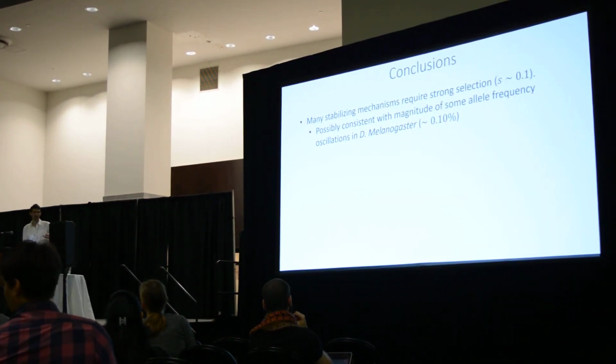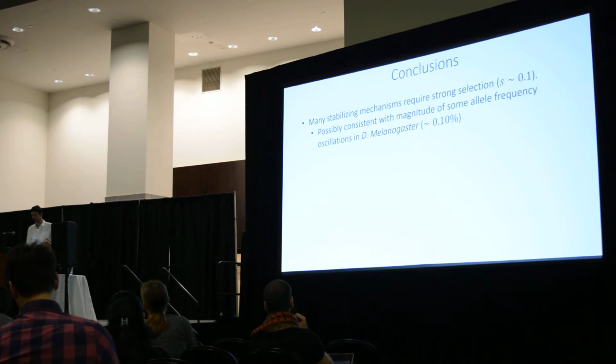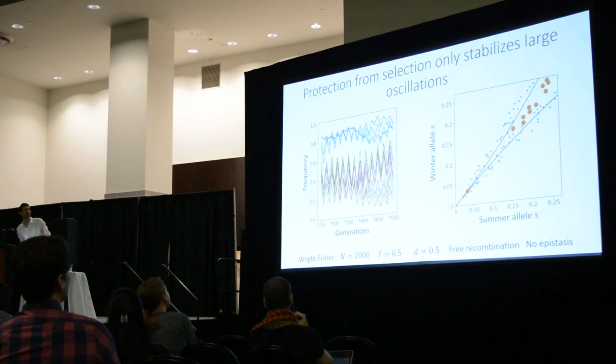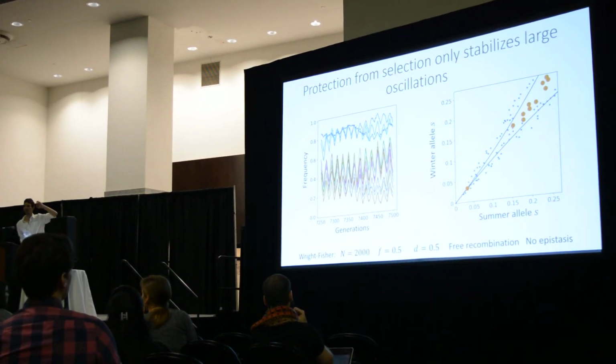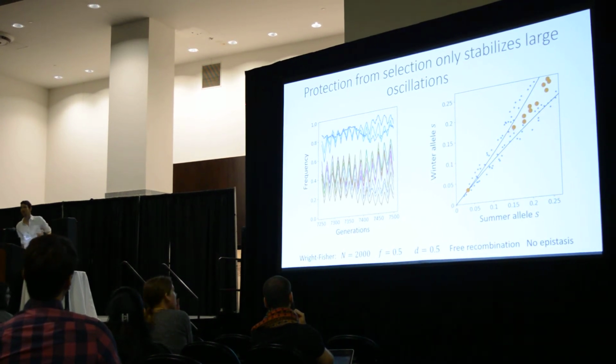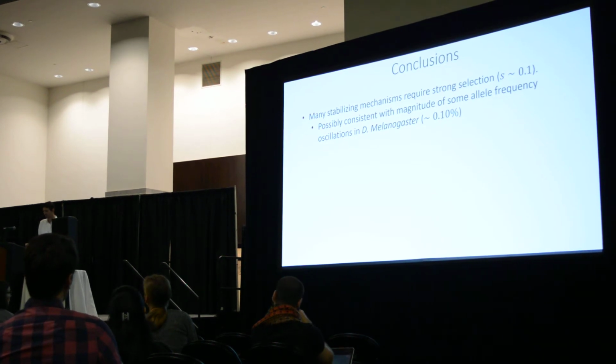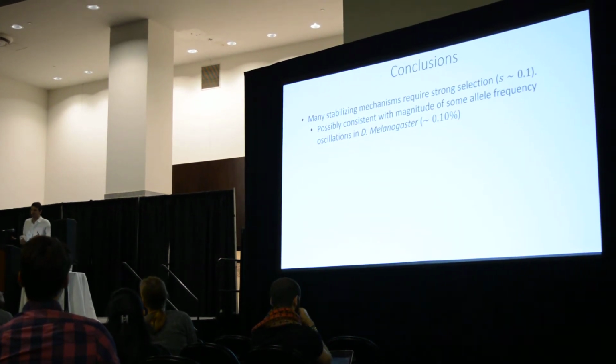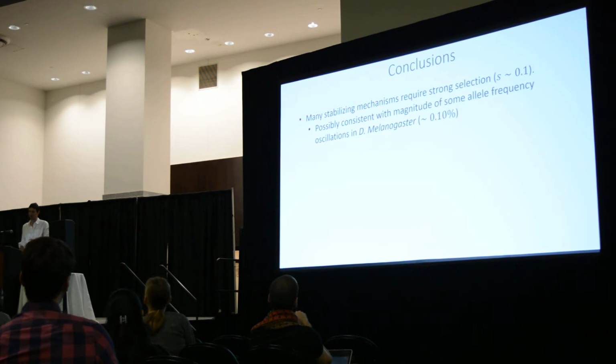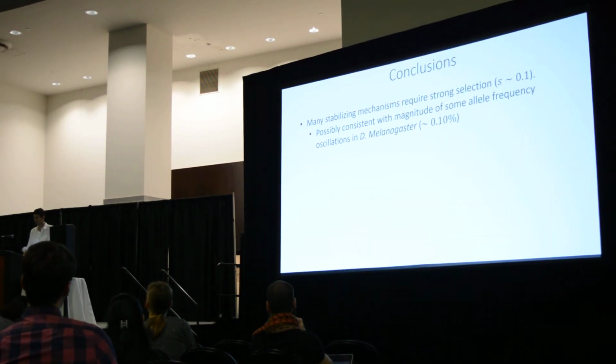I should mention that the selection coefficients of about 10%, sorry, if you just look back here, you can see some of these guys are oscillating at about the magnitude that we would expect, although some of them are a lot larger. So we need probably selection that's a bit too strong, so it seems like protection from selection type mechanisms are not going to do it alone.